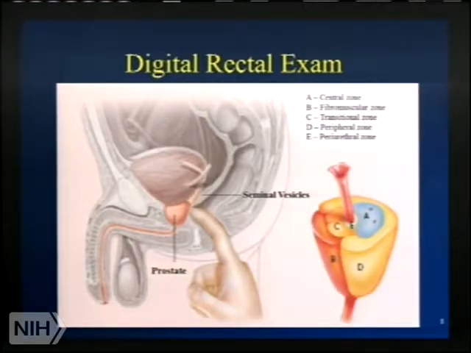So when the physician is feeling that in the digital rectal examination, they're just feeling for that. Is there any area that's hard like this? And what area is it in? And then they'll go in and potentially biopsy that area to see if indeed there's cancer there.